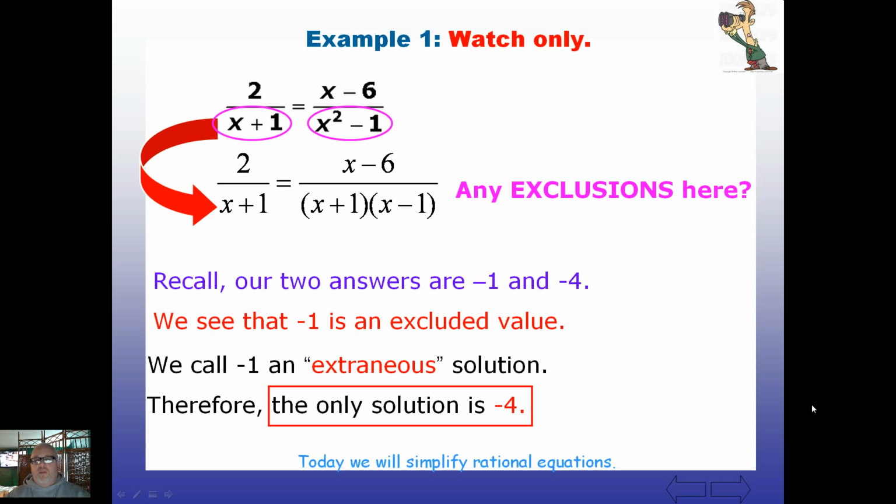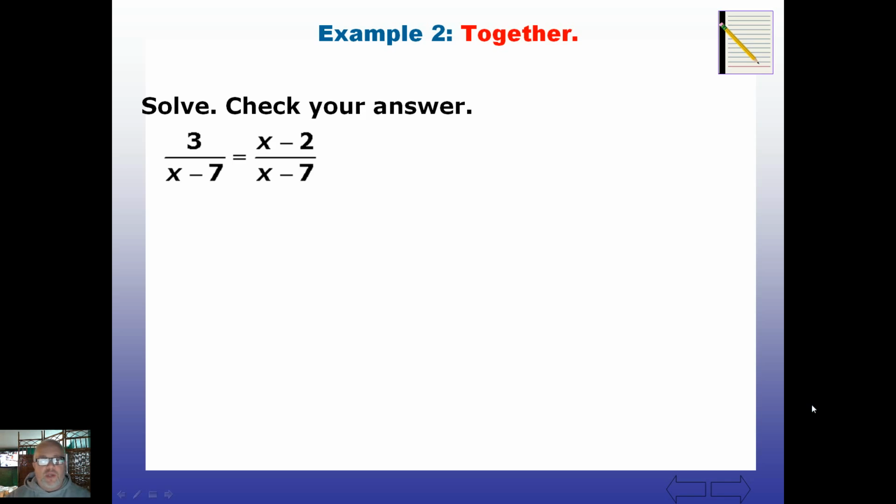Okay, so the next one, let's work together on this one. Have your notebook, write this down. 3 over x minus 7 equals x minus 2 over x minus 7. Now where do we begin? Well, we begin by cross multiplying. We are going to watch for exclusions as we go forward.